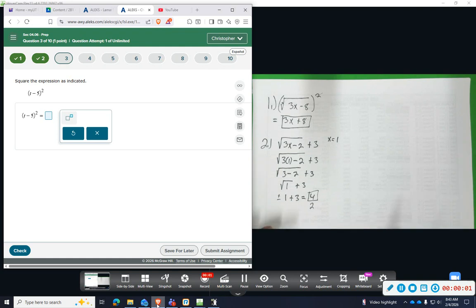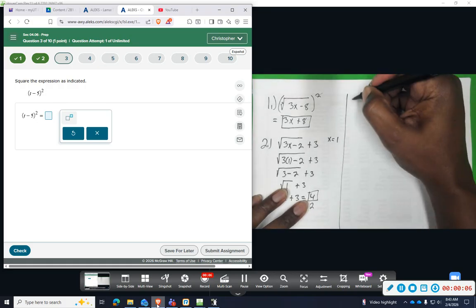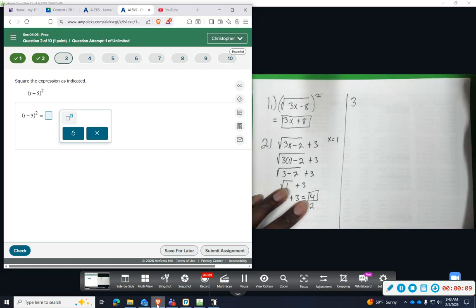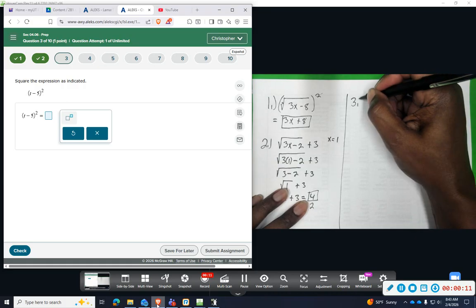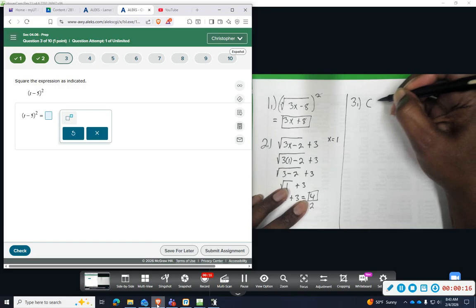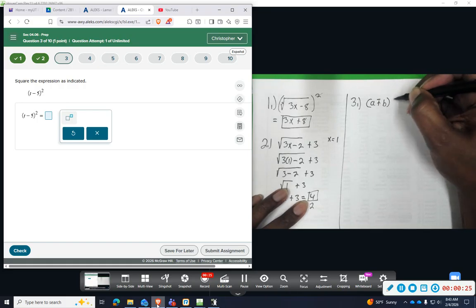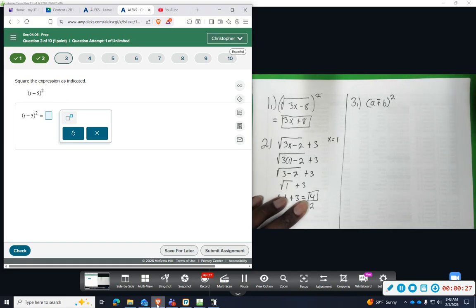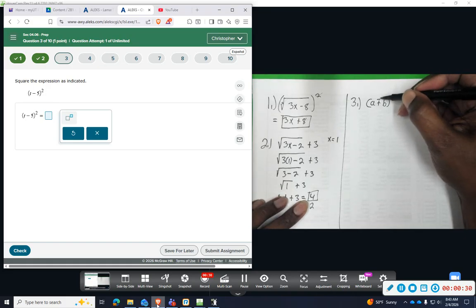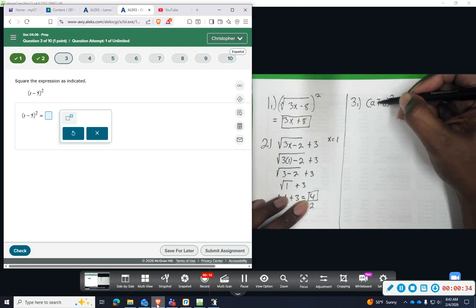Okay, so number 3, we're going to square the expression. And so I'm going to show you a formula to square binomials. If you have an A plus B, and it works with minus as well, and you are squaring this. If it's minus, I'm going to do the top sign for minus and the bottom sign for plus.